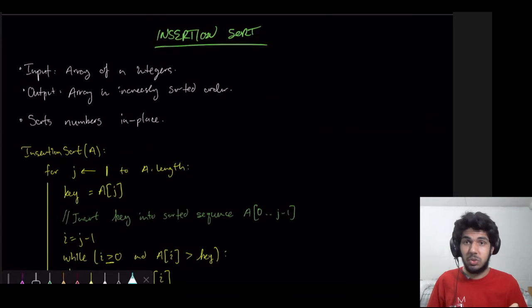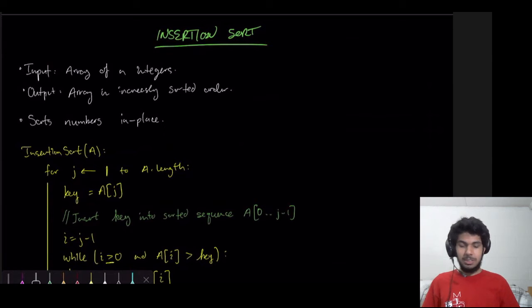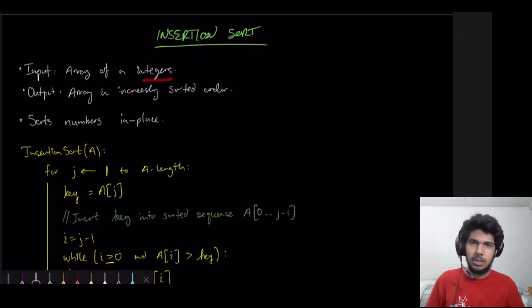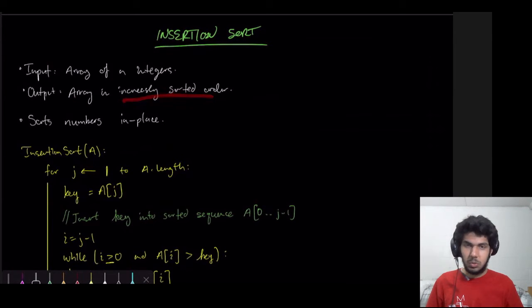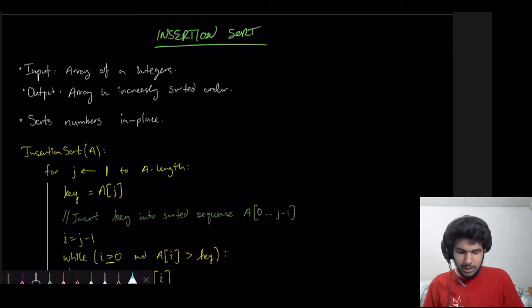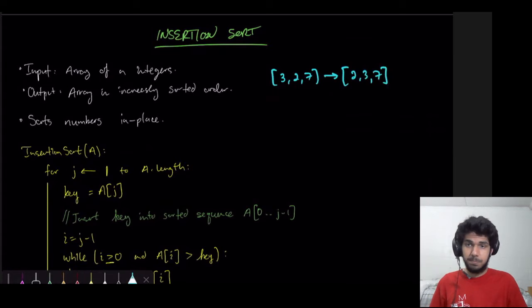be discussing insertion sort. So the input to this algorithm is an array of n integers. I suppose it could be strings or characters or doubles or things like that, but for now we'll just assume it's integers and we have n of them. And the output of our algorithm will be the same array, but in increasing sorted order. So that means something like, if we start out with an array of 3, 2, 7, after calling the algorithm, it will return 2, 3, 7. So the array is in sorted order.